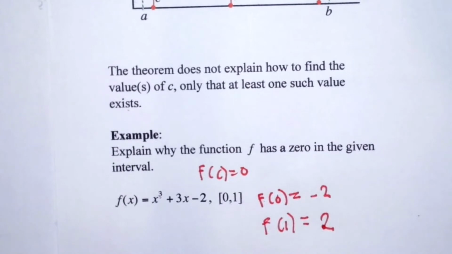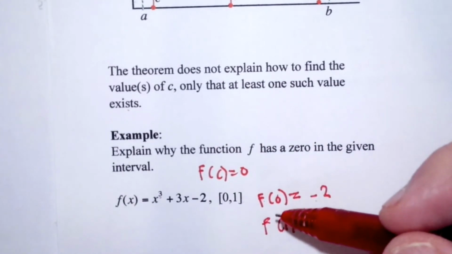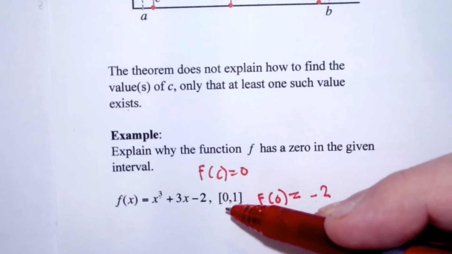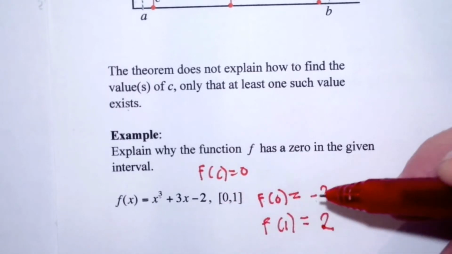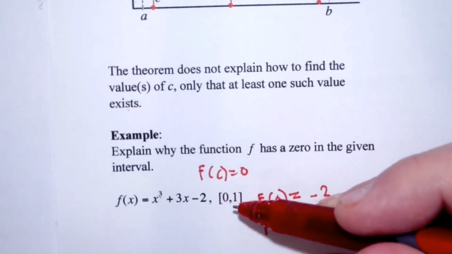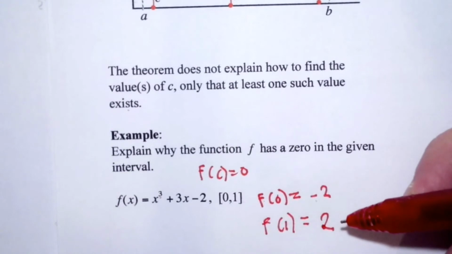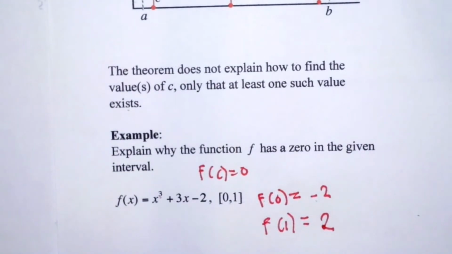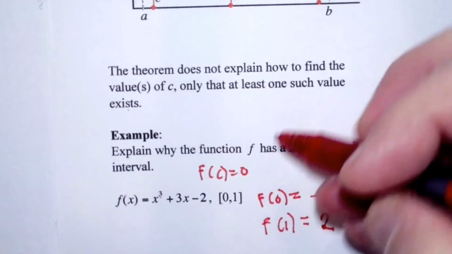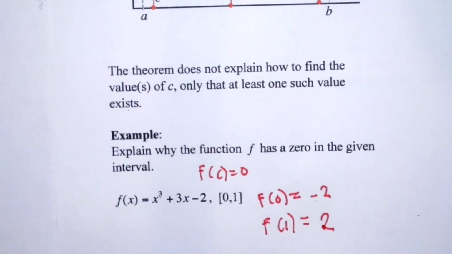Alright, so what you notice then is that at one end of this interval, the function is negative, and at the other end of the interval, the function is positive. Since the function f is continuous on that interval from 0 to 1, that means it has to cross the x-axis. And where it crosses the x-axis is our 0.